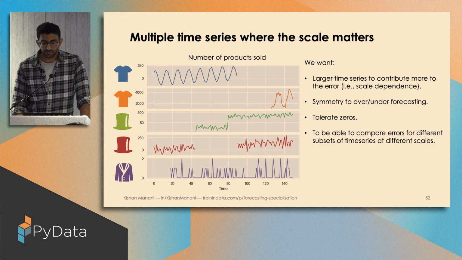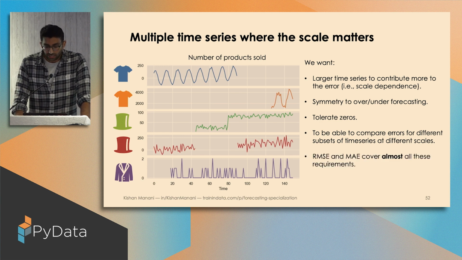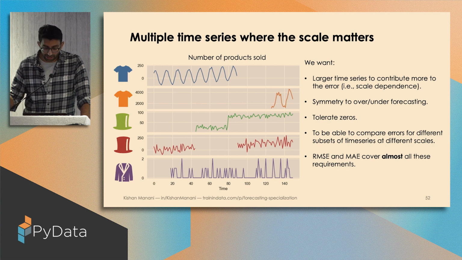And we also want to be able to compare our errors for different subsets of time series which may take on different scales. We might want to ask the question, do we forecast t-shirts better than hats? And the average value for t-shirts might be different from hats. And so there's a sense that we actually want some scale independence. And how do we square that circle? I'll show you later. Typically the RMSE and the mean absolute error actually cover almost all of these requirements other than this last part about comparing different groups of time series on different scales. And so how do we overcome this? I'll talk about it now.